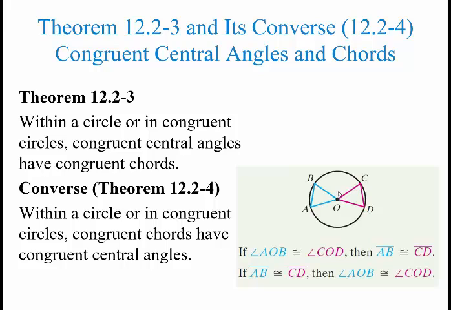Another one, theorem 12.2.3: within a circle or a congruent circle, congruent central angles have congruent chords. So if angle AOB is congruent to angle COD, then chord AB and chord CD are congruent, and its converse is also true. If chord AB is congruent to chord CD, then these angles are congruent as well.